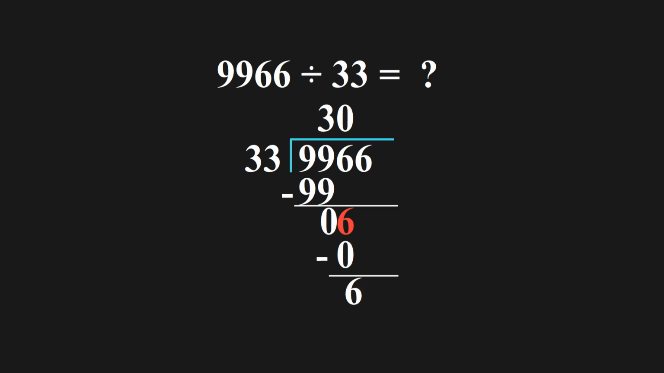Now we bring down the next digit, 6, and this makes our new number 66. How many 33 are in 66? The answer is 2. Now multiply 2 by 33, which gives us 66. Draw line and subtract. The subtraction result is 0.